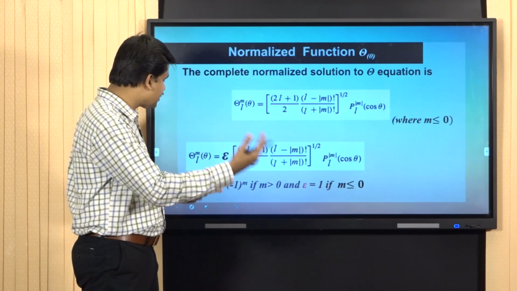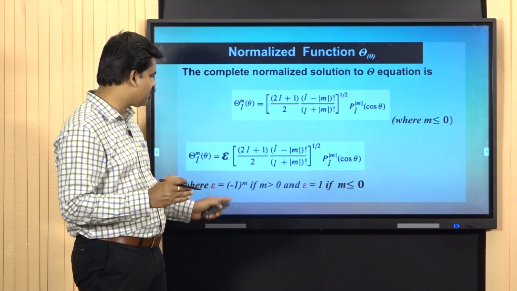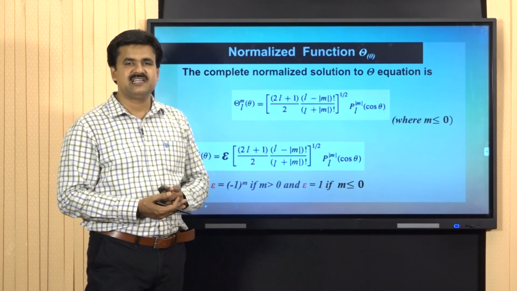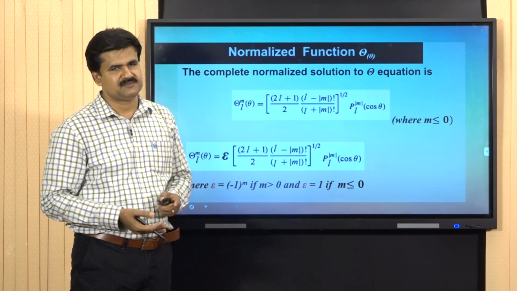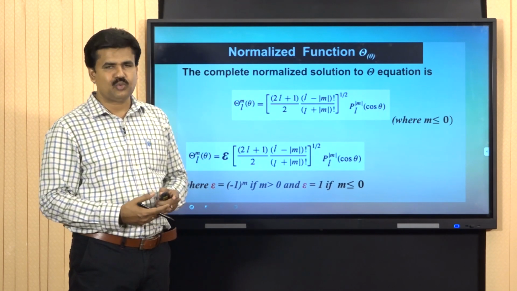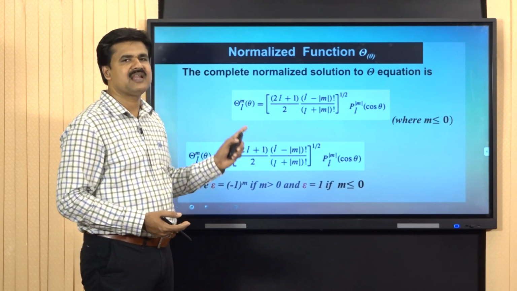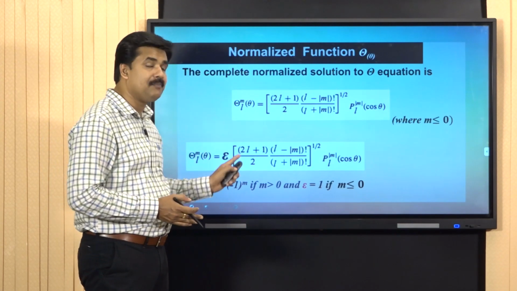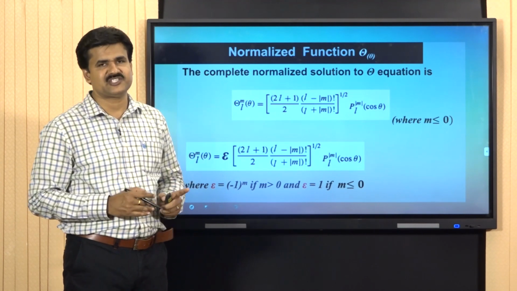But when m is greater than 0, epsilon has a value, that is, epsilon is equal to minus 1 raised to m. This is applicable when m is greater than 0. If m is less than or equal to 0, there is no need for putting epsilon, or epsilon is equal to 1. So this is the corrected, completed, normalized function theta of theta, or this is the complete normalized solution of the theta equation.